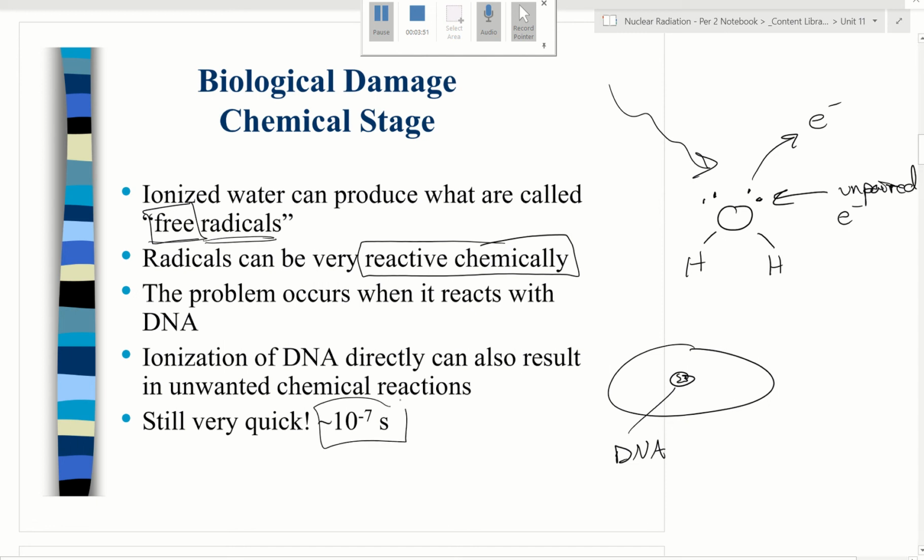But this is still pretty quick. This is 10 millionths of a second, so this is going to happen very, very quickly still as well. So in just a fraction of a second, energy is deposited, an ion is formed, and then that ion causes a chemical reaction to take place.